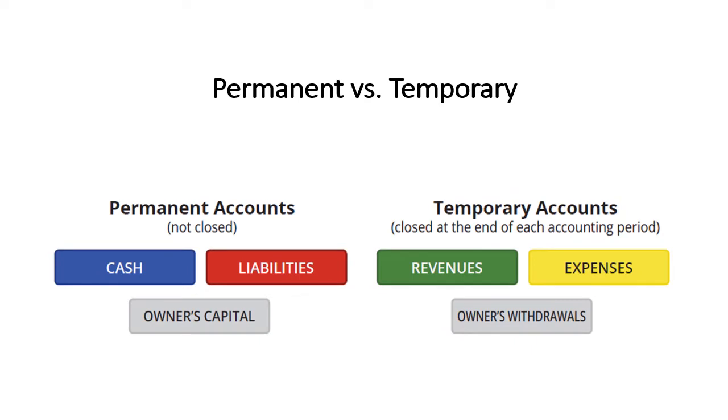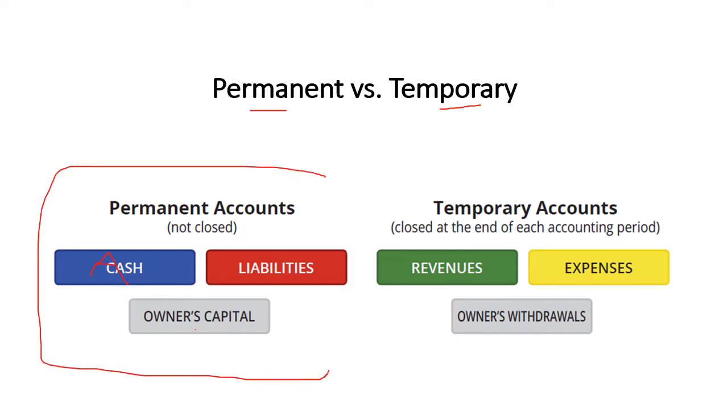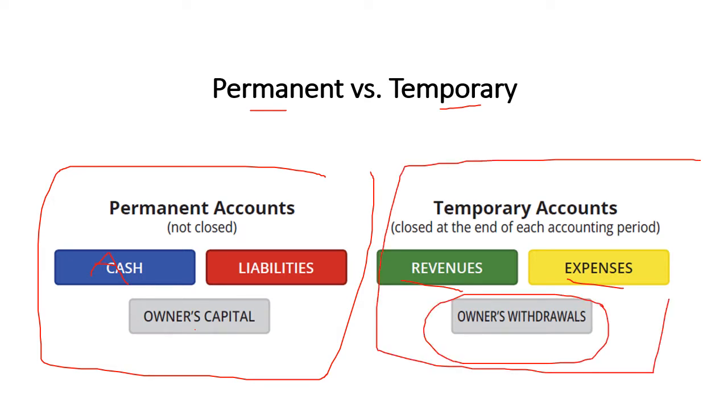Let's look one more time at the difference between permanent and temporary. Permanent accounts are our balance sheet accounts. These are the accounts that we're not going to close. These are the accounts that we want to bring the balances forward to the next accounting period. Now I have cash here, and that should actually say assets. So assets, liabilities, and our owner's equity are going to be our permanent accounts, and we are going to take those balances forward to our next accounting period. Our temporary accounts are our income statement accounts, meaning our revenues and our expenses, and also our owner's withdrawals. These temporary accounts are the only ones that we're going to close, bringing our balances down to zero after each and every reporting period.